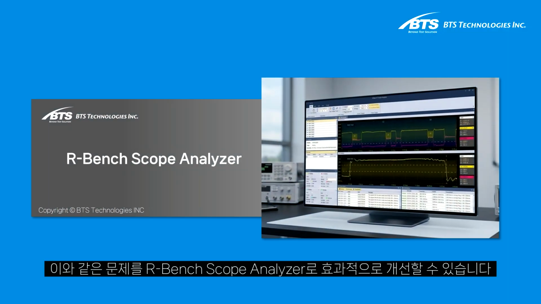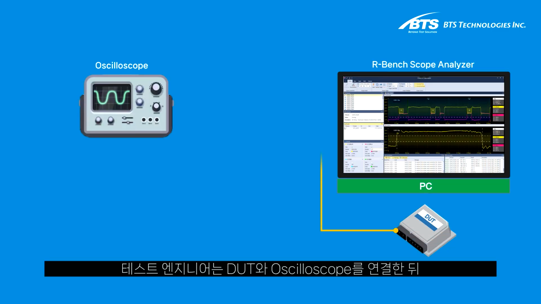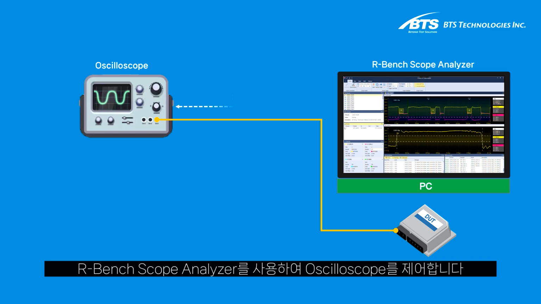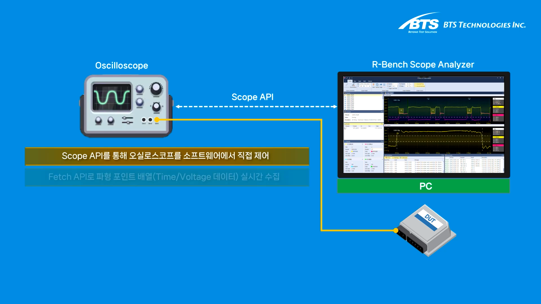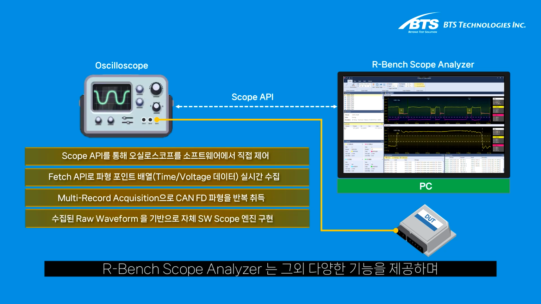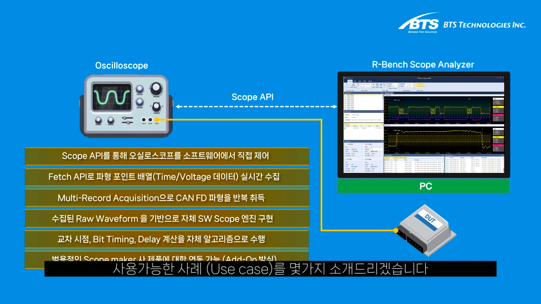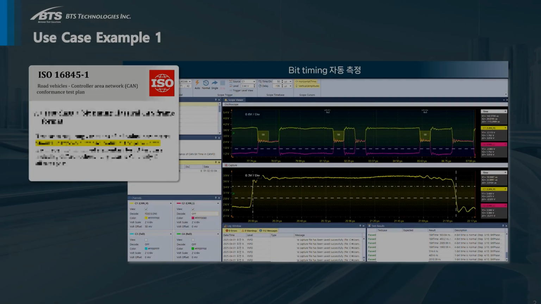These issues can be addressed very effectively with the ScopeAnalyzer. The test engineer simply connects the DUT to the oscilloscope, and then uses the ScopeAnalyzer to control the scope. On top of that, the ScopeAnalyzer offers a wide range of additional features, including automated CAN-FD physical layer verification based on its own dedicated algorithms. Here are a few example use cases.